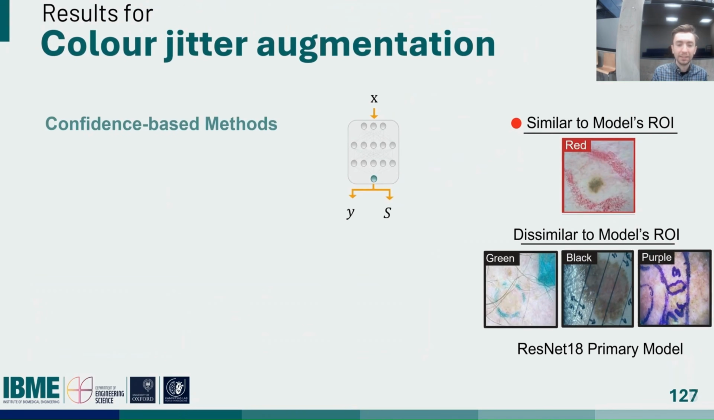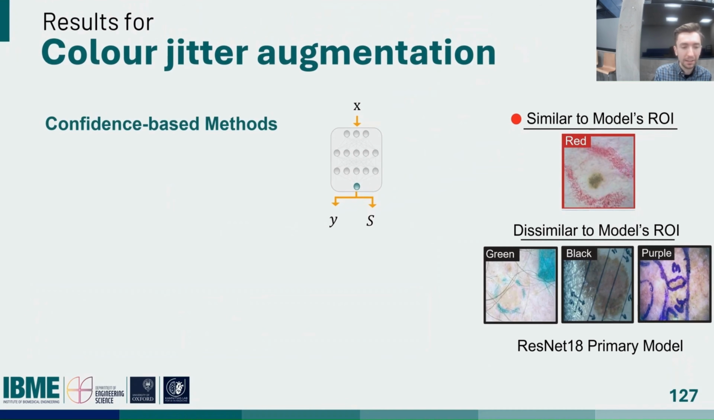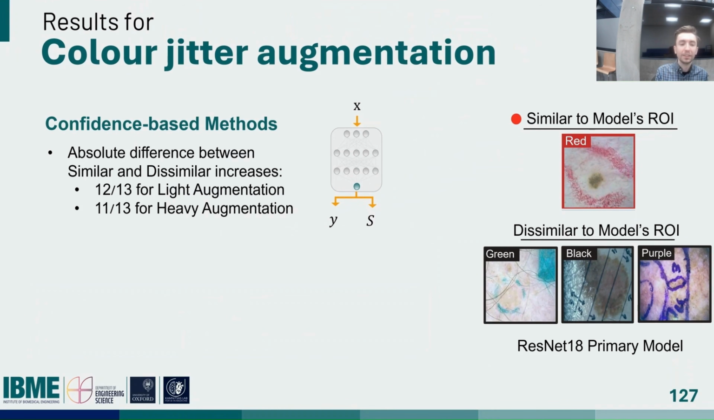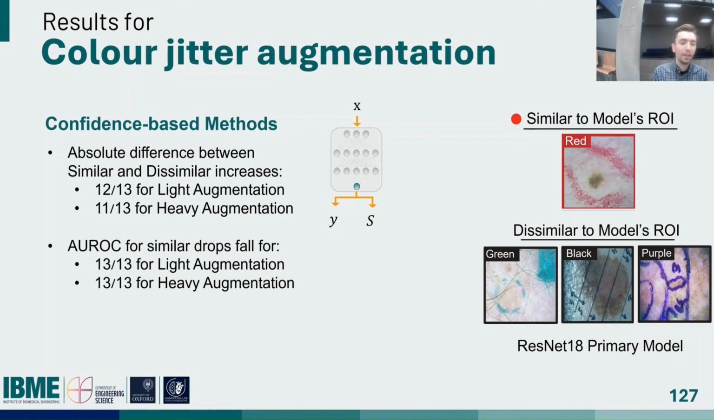Summarizing across all the methods then, so for the confidence-based methods, for color jitter augmentations, we find that the absolute difference between similar and dissimilar actually increases for 12 out of the 13 for light augmentations, and 11 out of the 13 for heavier augmentations. Similarly, we find the AUC for similar drops for all methods for the light augmentations and heavy augmentations. Hence, for confidence-based methods, color jitter augmentation does not improve the reliability of the models.